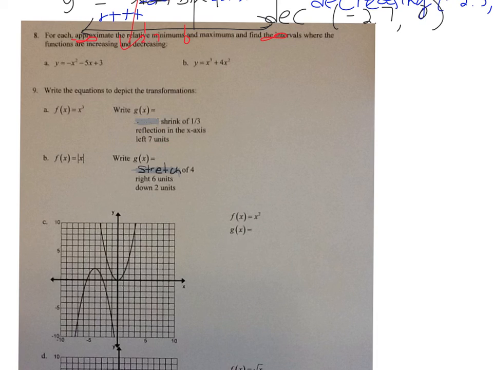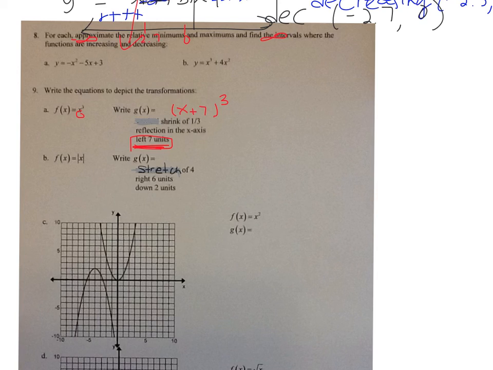Since I'm moving left 3 units, I know that is changing my x value. When I change my x value, it has to go inside parentheses, so it only goes to the x. That means my cube is going to be on the outside. Remember, when you move left, it's not a minus, it goes opposite. It's opposite the way you think. So to the left is actually plus, so it's going to be x plus 3.